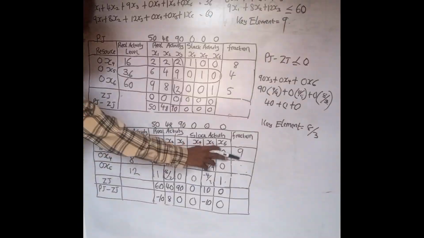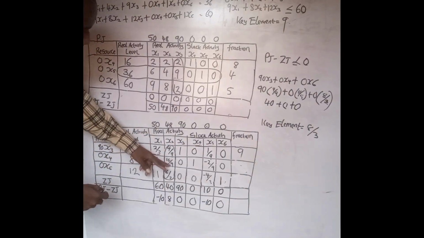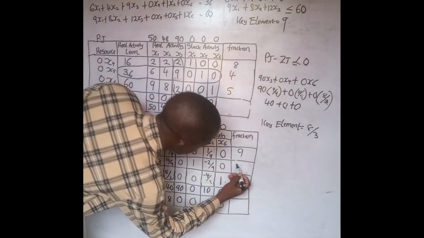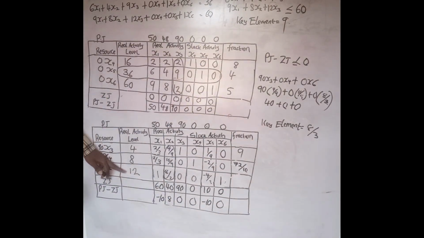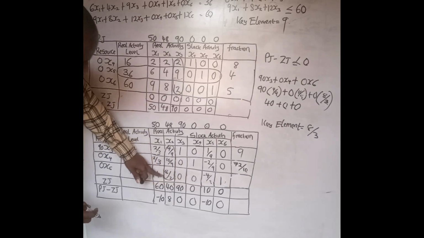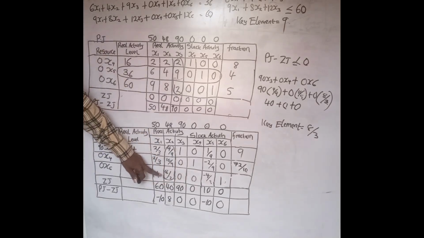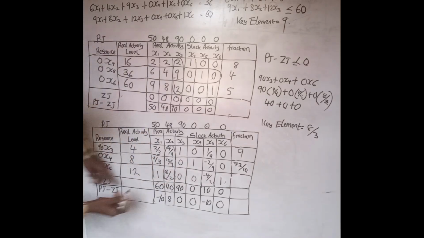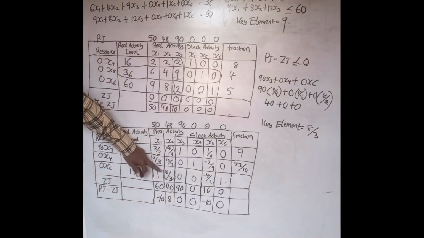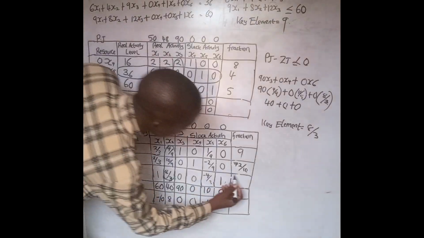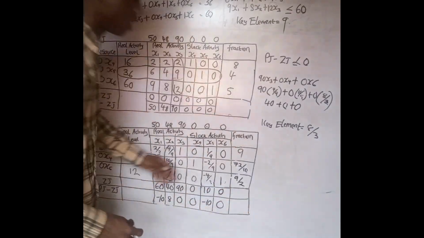Now, 8 divided by 10 over 9, that is 72 over 10. Then for the next one, I have 12 divided by 8 over 3. This is 3, it's not 2. This is 12 divided by 8 over 3, that is 9 over 2. So 9 over 2. Now you have gotten the fraction.